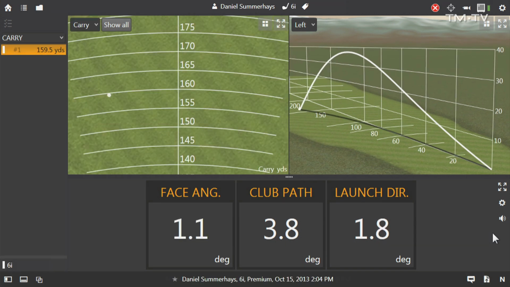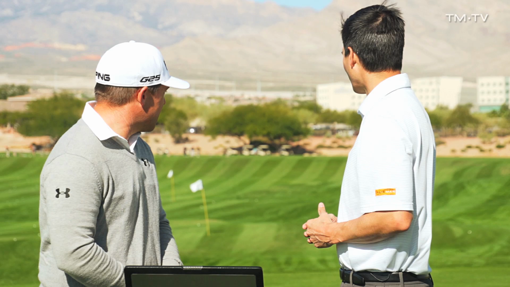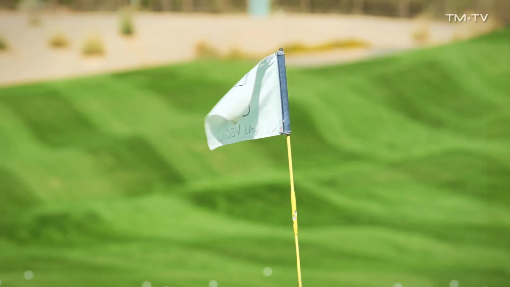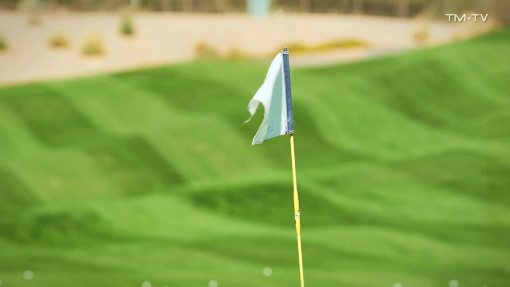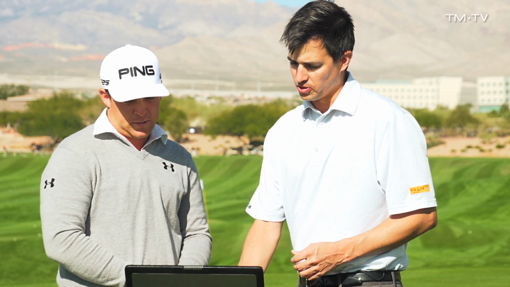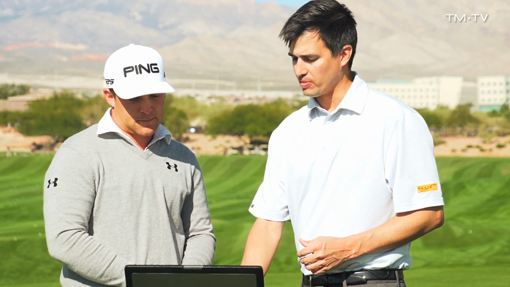All right, Daniel, let's take a look at that last shot there. Those are some pretty good numbers. So, the first thing is we've got a pretty good wind from right to left. That's going to push the ball a lot further left than if it was calm out here, so we have to take that into account. But it's not going to affect what happens at impact, and it's not going to affect how that ball initially takes off. It's only going to affect the end result.